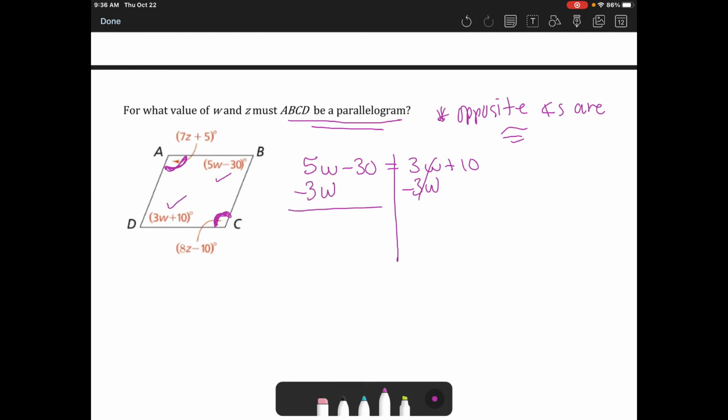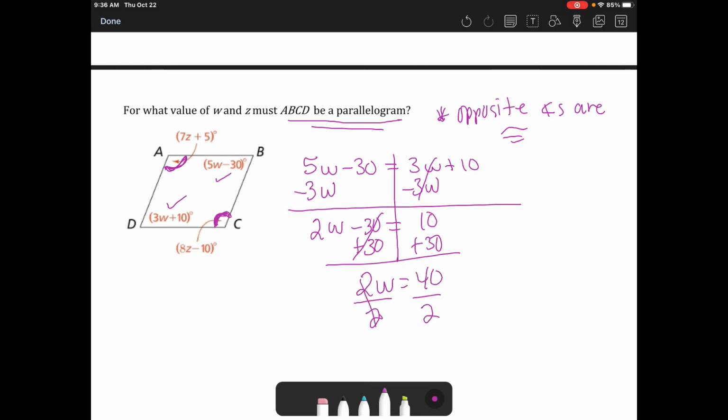We subtract 3w and combine our variables on one side. And then we move our constant using a zero pair. And then we divide both sides by the coefficient to get the variable by itself. And so w is equal to 20.